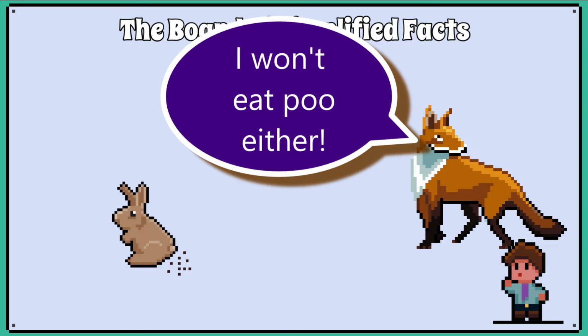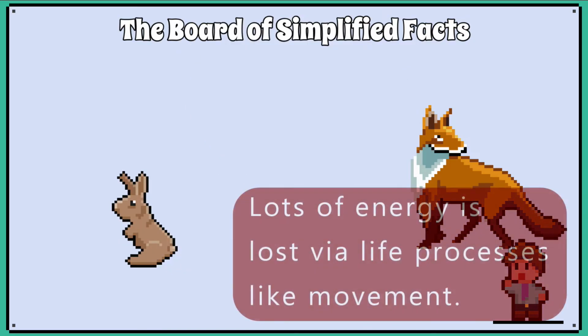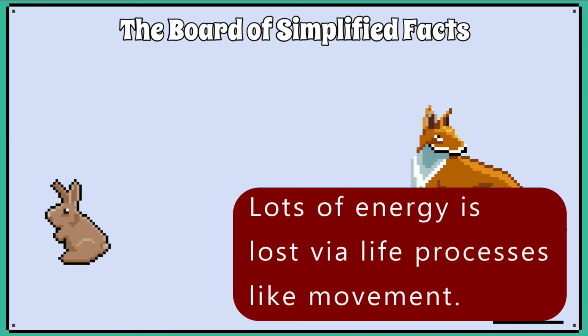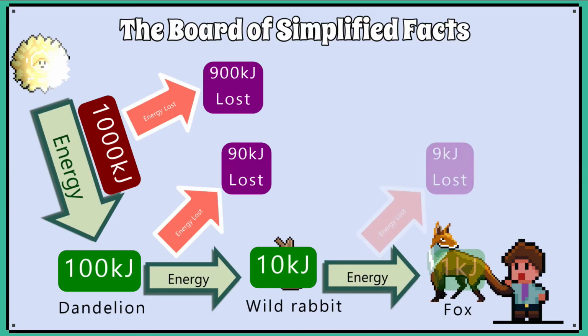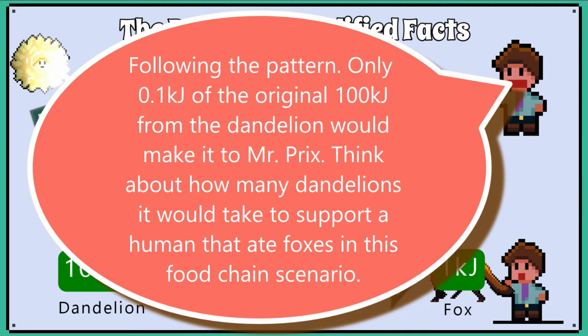Also, the rabbit will use some of that 10 kilojoules of energy that it got from the plant for movement and reproduction. And again, this energy is not available for the fox. So the fox only receives 1 kilojoule of energy from consuming the rabbit. Hopefully you can start to see why food chains in any habitat can't support endless food chains with carnivores eating carnivores eating carnivores and so on because of the energy losses.